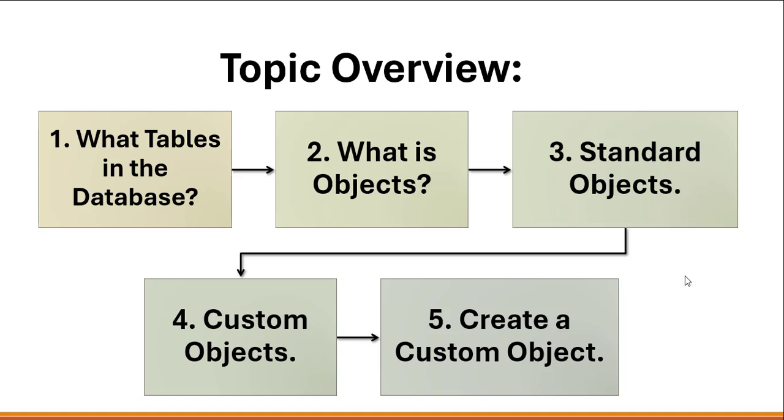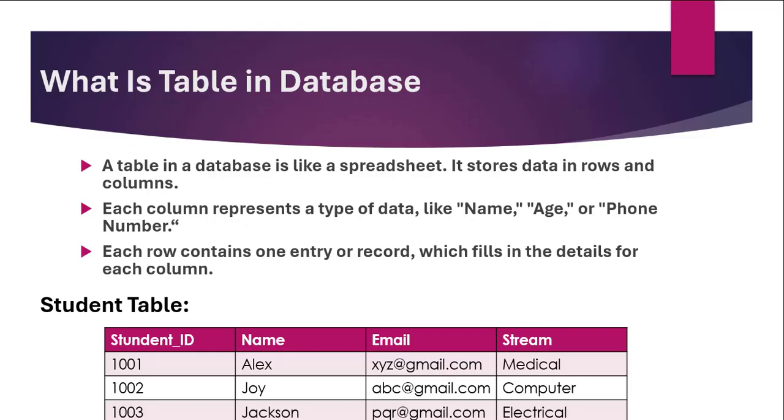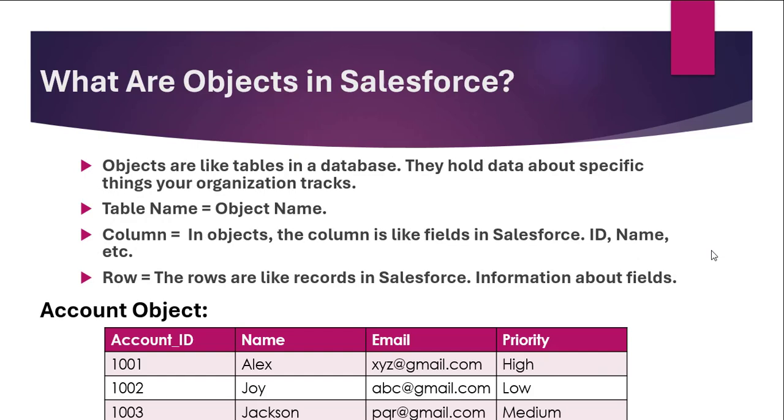So moving ahead, we will understand what is table in database. The table in database is like a spreadsheet. It stores the data in rows and columns. Each column represents a type of data like name, age or phone number. Then each row contains one entry or record which fills in the details for each column. Now here you can see, we have one student table. In this table, columns represent the data type, and then in the rows we have stored the information about the data type.